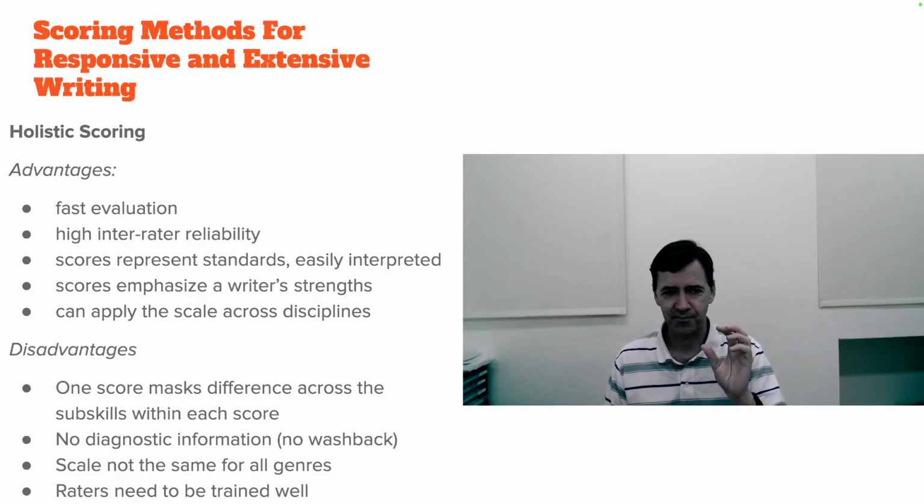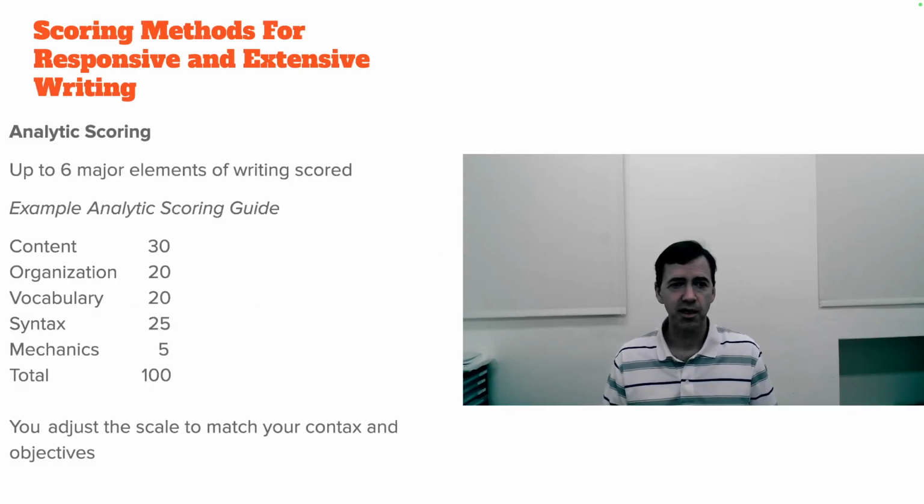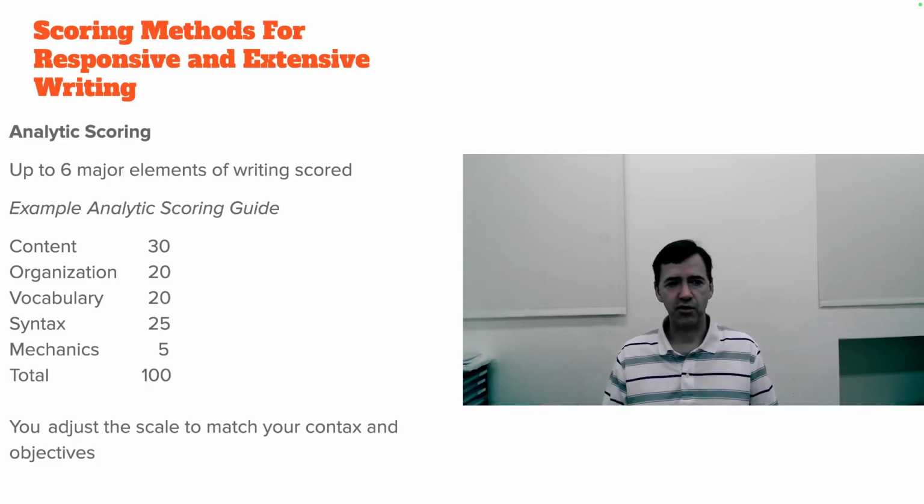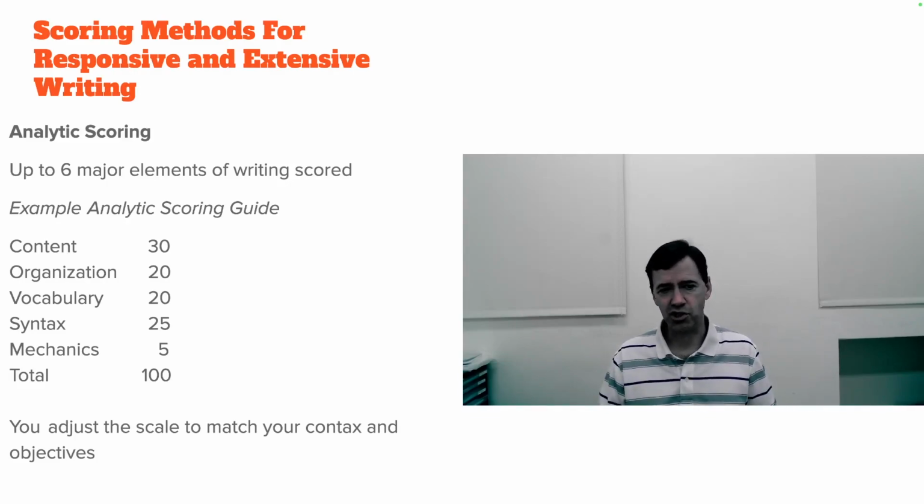But as I mentioned, that's more of an informal type of scoring. So you wouldn't want to do that for something that's more formal, like a final exam or something. Okay, analytic scoring, as we know, we create different criteria within the final score. So very common ones would be like this. You have up to 6 different elements: content, organization, vocabulary, syntax, mechanics, something like that. Of course, you can adjust the scale to match your context.